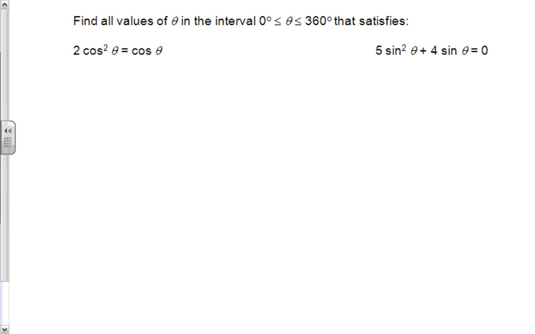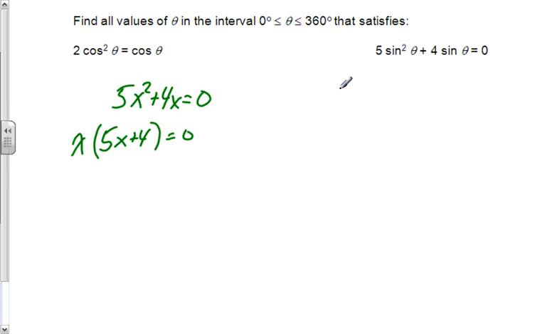The problem on the right here, I'm going to try and solve for 5 sine squared theta plus 4 sine of theta equals 0. So, just like before, think of it like this. If I have 5x squared plus 4x equals 0, what could I do to solve this? Now, the easiest thing to look for is, oh, there's an x in both. I'm going to factor an x out. Okay? And then I have 5x plus 4, and that equals 0.